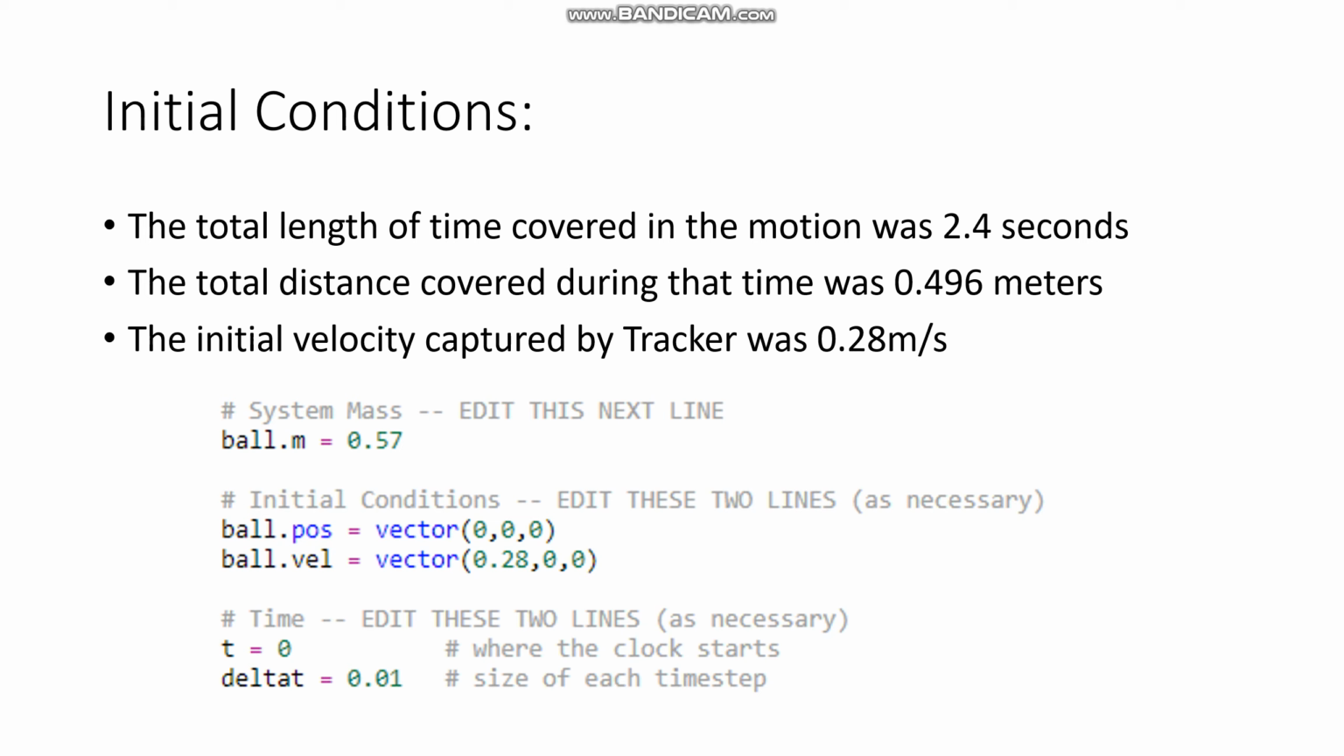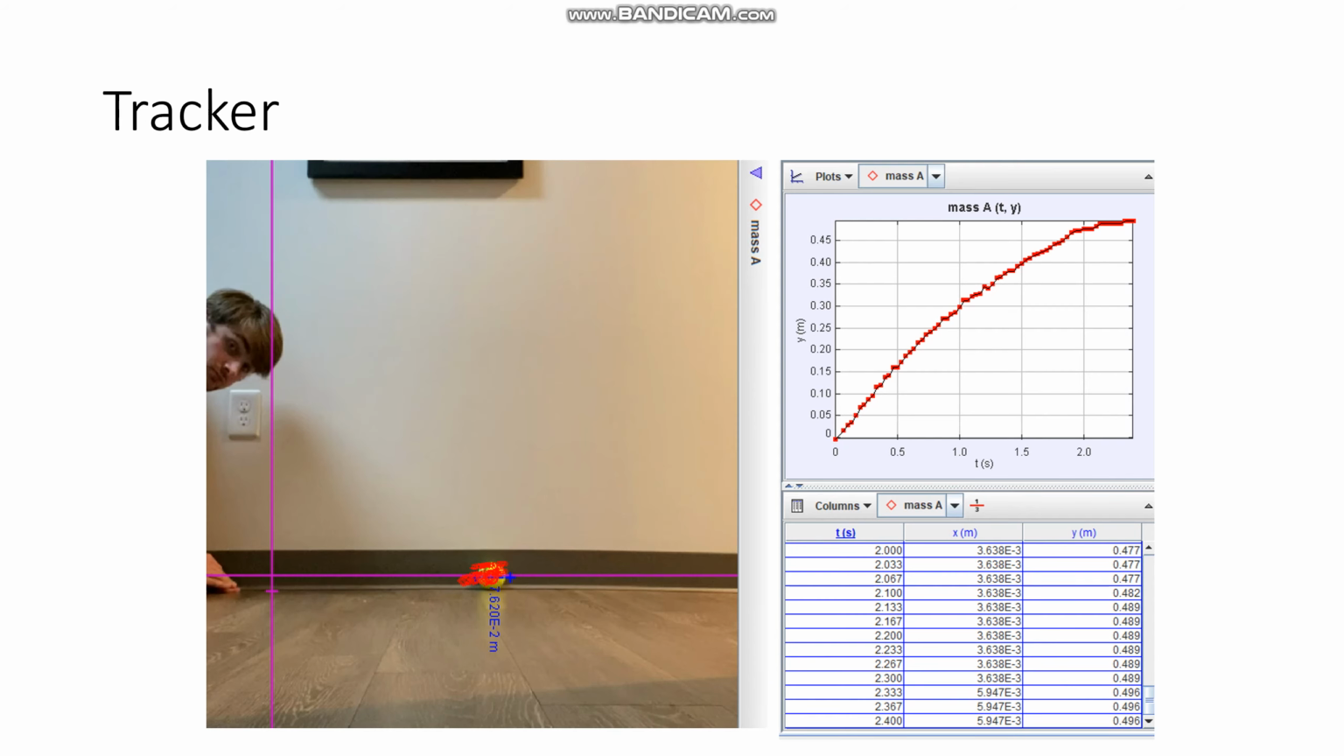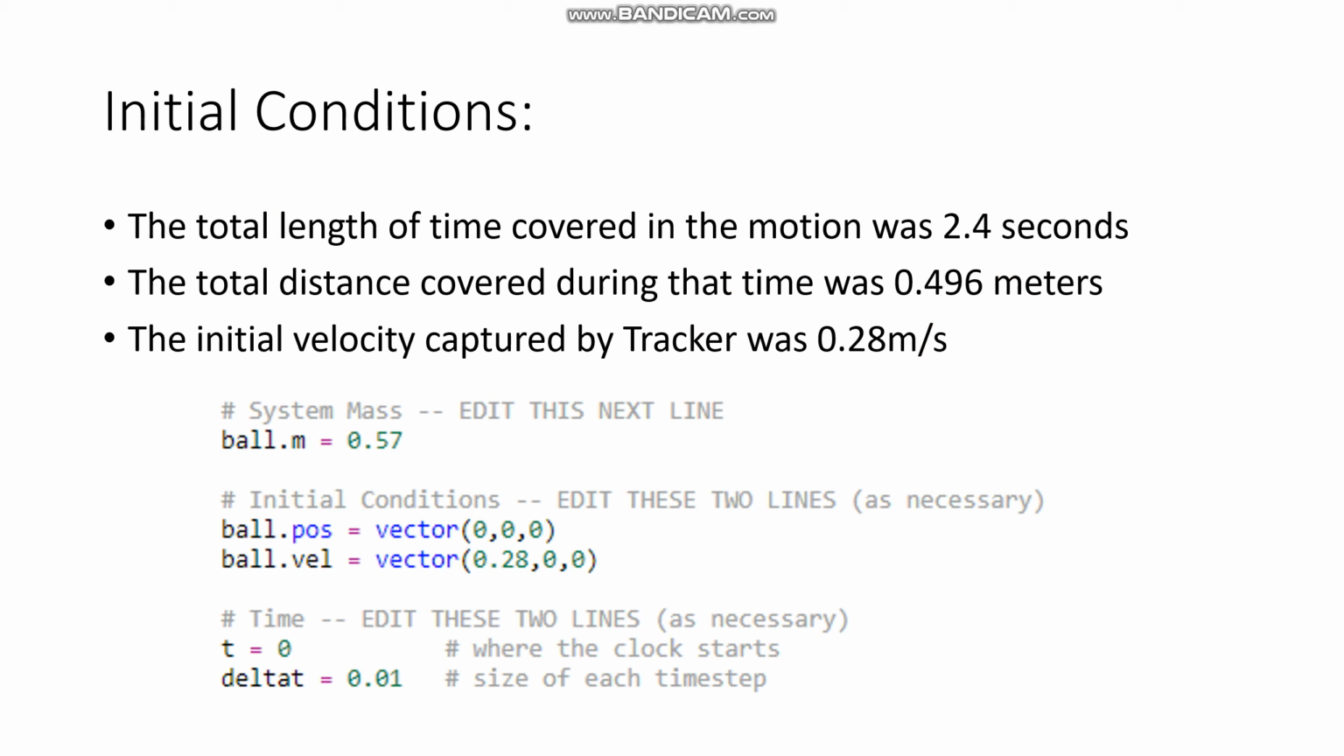So then, going into GlowScript, I had to input all of my initial conditions. Ball.m is the mass of the tennis ball, which I got to be 0.57 kilograms. The initial position would be 0.0 in the x, y, and z directions, because you establish your origin. The velocity vector is what we previously found. Since it was only moving in the x direction, the horizontal direction in the positive direction, it's going to be a positive 0.28, which was also given by Tracker. Lastly, we have our time, starting at t equal to 0, and a change in time of 0.01.